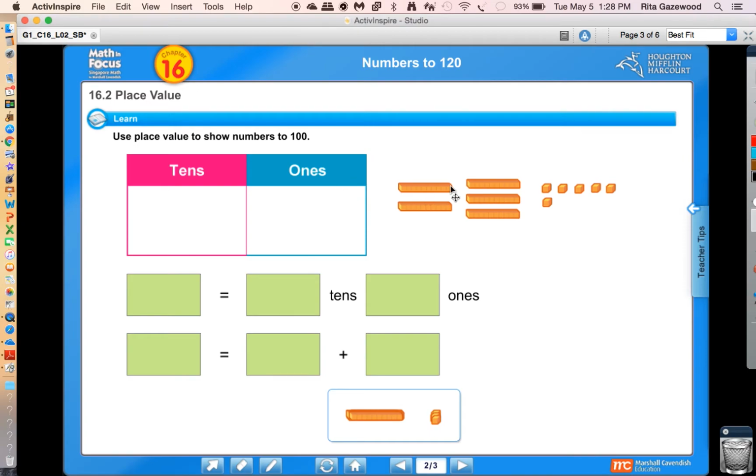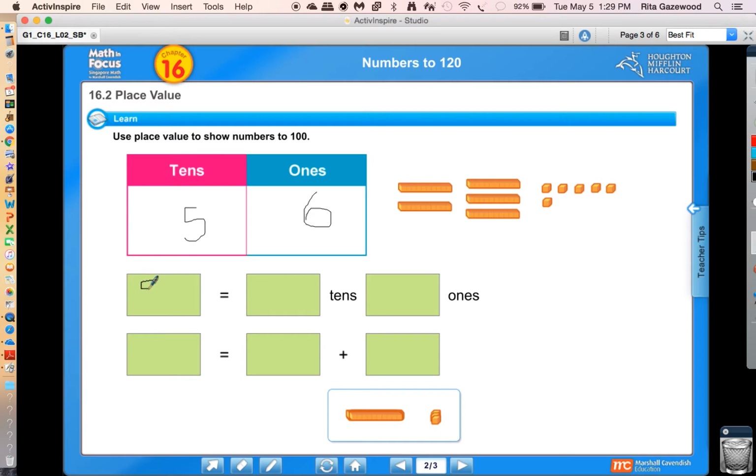So let's begin with the 10s. Help me count. How many 10s do we have? 1, 2, 3, 4, 5. So we have 5 10s. And how many 1s do we have? 1, 2, 3, 4, 5, 6. We have 6 1s. So what number is that? That's right, it's 56. So we want to write that over here.